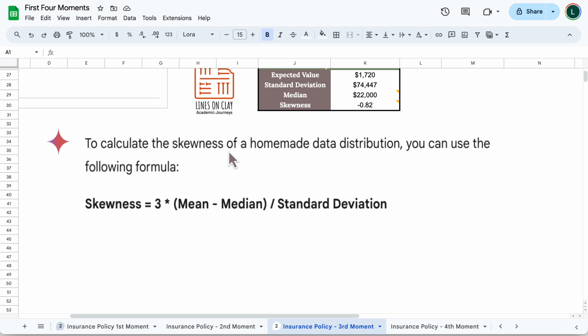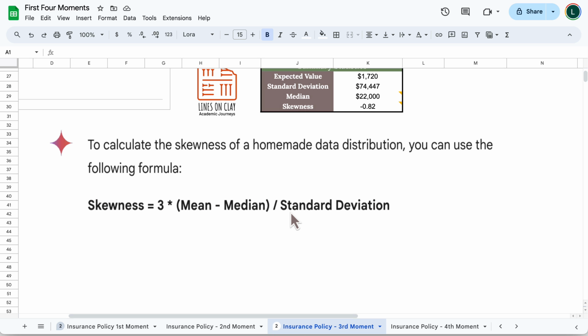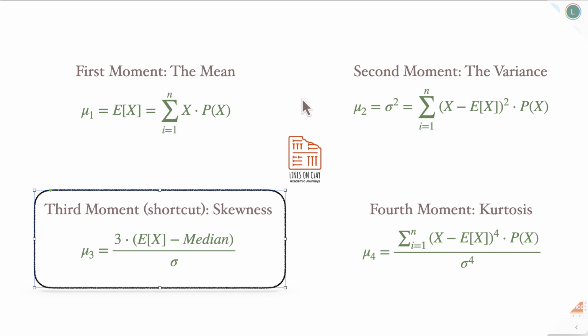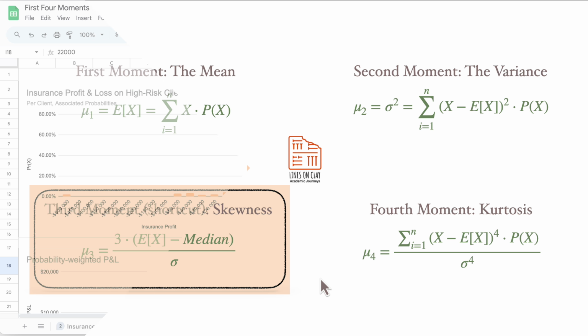To calculate the skewness of a homemade data distribution, which is what we're working with, you can use the following formula. Skewness equals 3 times mean minus median, all divided by standard deviation. So we are going to play around with that formula and see what comes up. That formula is the skewness, the third moment, and we're going to work with the shortcut version. It's going to be 3 times the mean, the expected profit, minus the median value, which will be fun to think about, all divided by the standard deviation. Let's have a go.